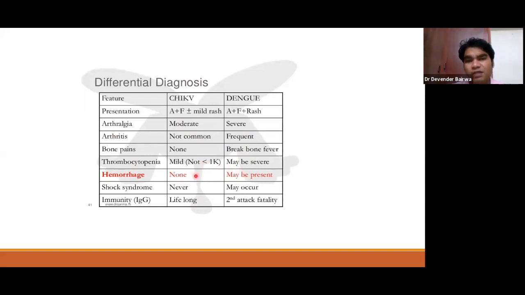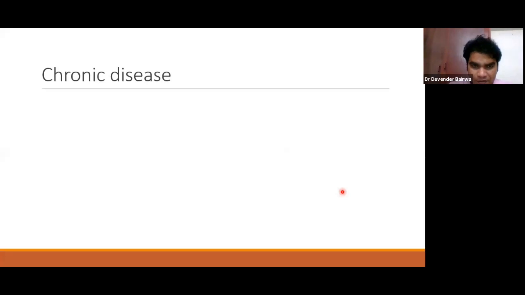Hemorrhage is not seen in chikungunya; it is seen in dengue. Shock syndrome is also seen in dengue. As for immunity, IgG in chikungunya is generally lifelong, but dengue immunity is weak compared to chikungunya. There can be a second attack with fatality because of a second infection. So these are the features you can use clinically to differentiate whether you are dealing with chikungunya or dengue. But remember, we discussed already that 2.5% of patients can have a combined infection of both of these viruses.